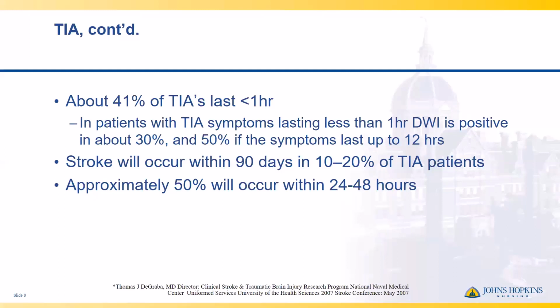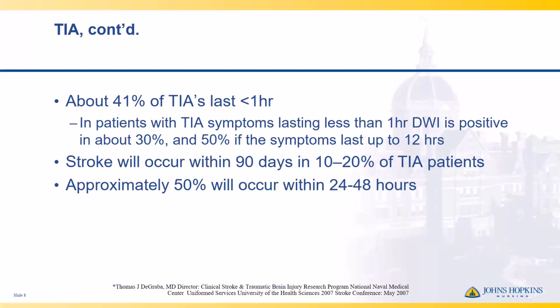So strokes will occur within 90 days in about 10 to 20% of TIA patients, and approximately 50% will occur within 24 to 48 hours of a TIA. So TIAs are not something we should take lightly. We try to educate not only our patients but their family members that if you have any of the symptoms of a stroke, even if they don't go away, you need to seek medical attention as soon as possible.